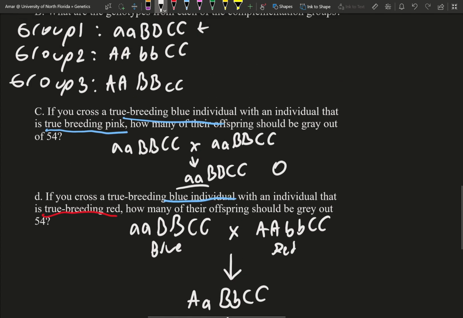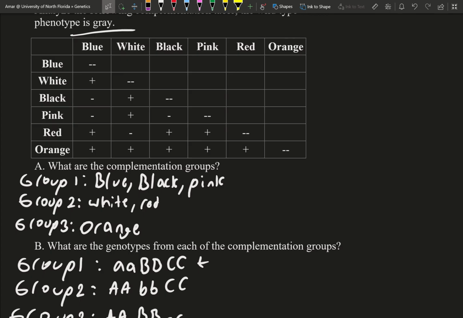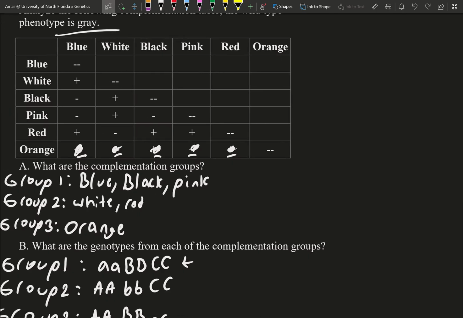Okay, so let's do a little bit of another practice problem. Let's say instead now that this orange individual did not complement with any of them, so they'll be minus. So let's say we have a different situation like that. How will that change our answer?